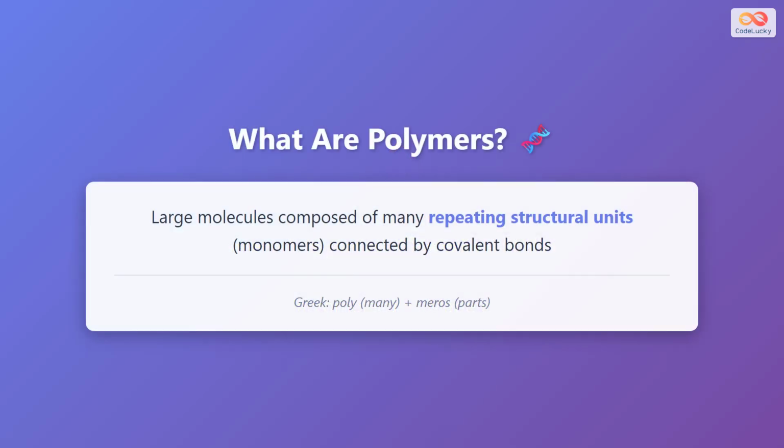So what exactly are polymers? Polymers are large molecules composed of many repeating structural units called monomers, all connected by covalent bonds. The word polymer comes from Greek, where poly means many and meros means parts. Think of polymers as long chains where each link is a monomer unit bonded to the next. These chains can contain hundreds, thousands, or even millions of repeating units, making them some of the largest molecules in chemistry.